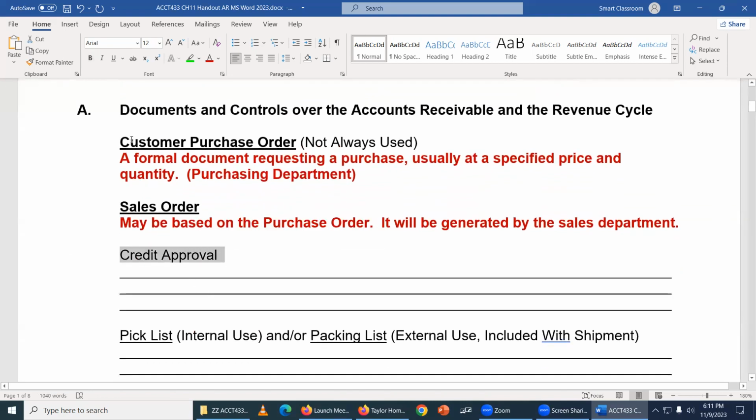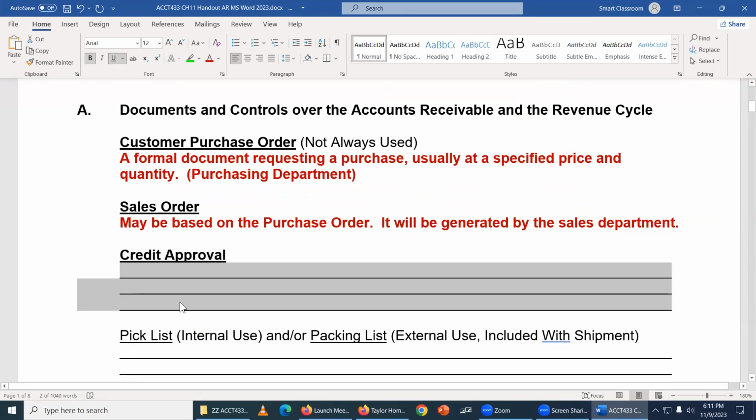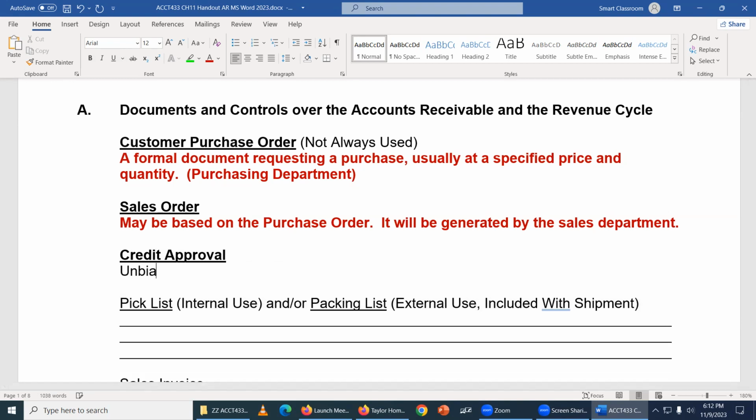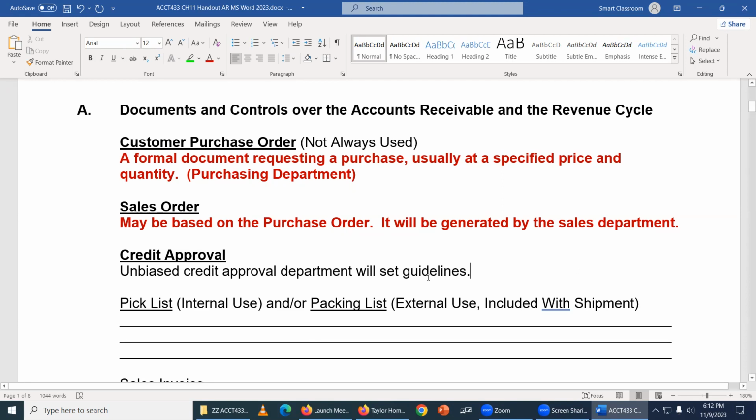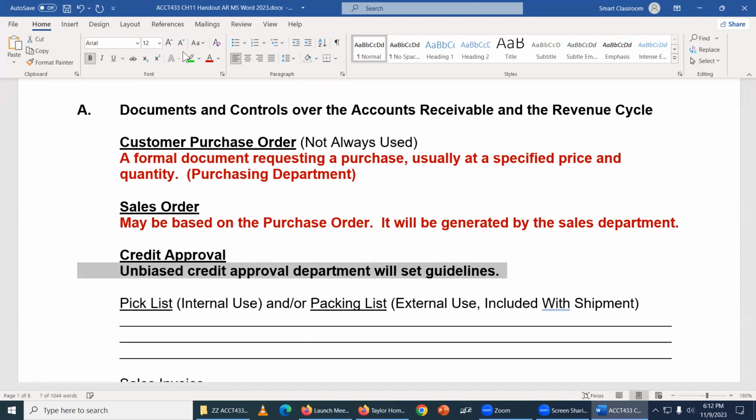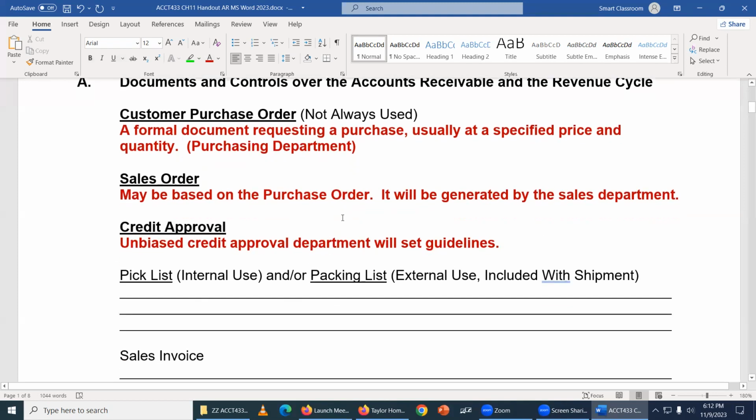Okay, credit approval. A lot of times they'll have a credit approval department. The credit approval should never be done by the sales department. Credit approval should be unbiased, with set guidelines. So there are going to be criteria that they go by for this. And again, it can't be the sales department. The sales department should never do the credit approval.